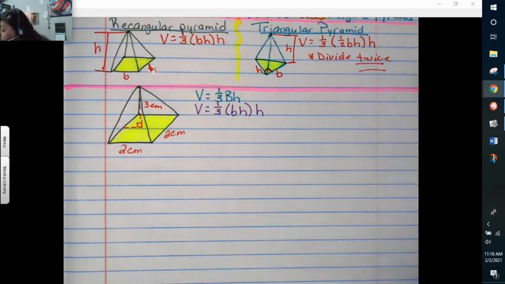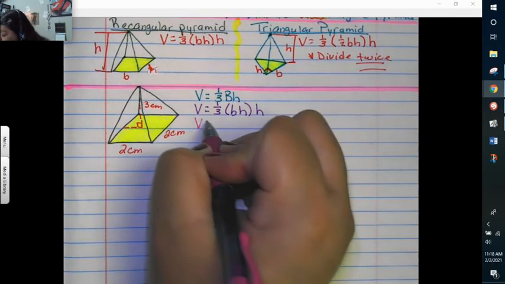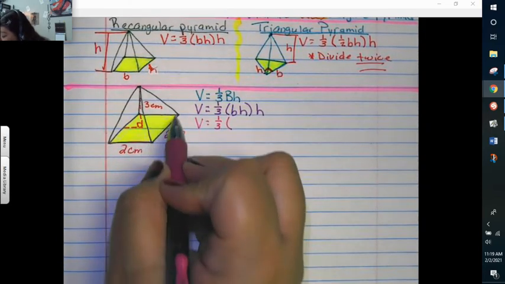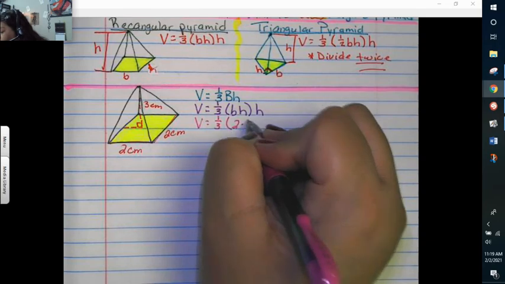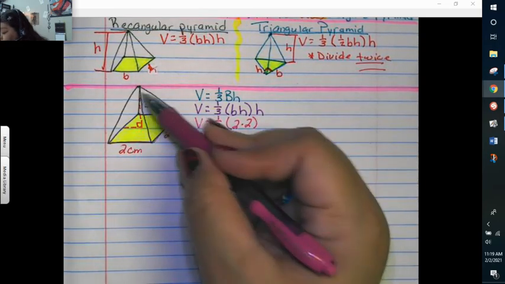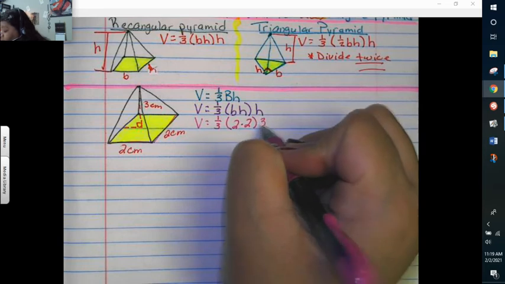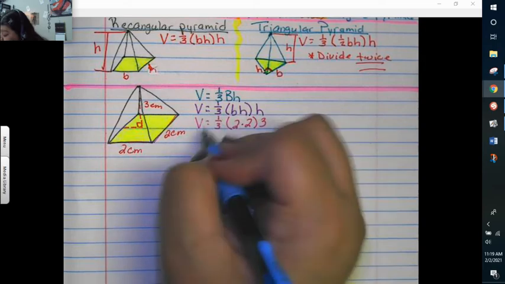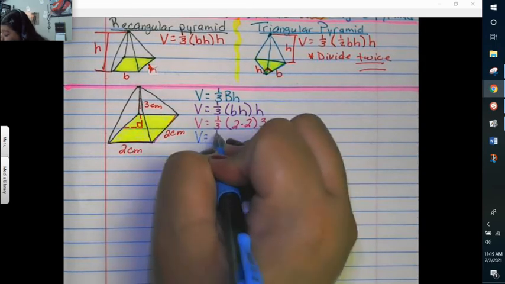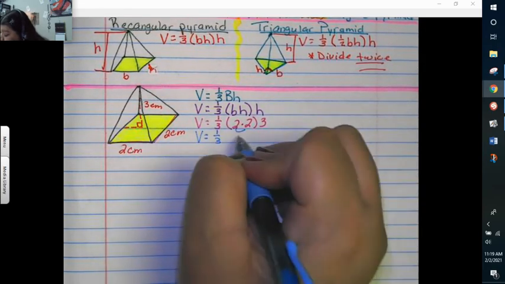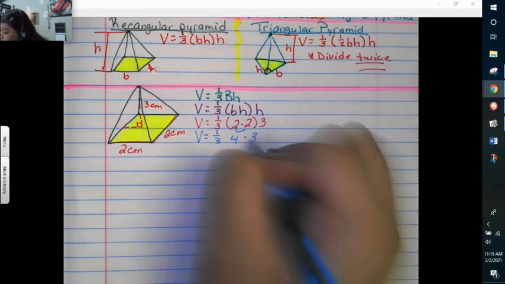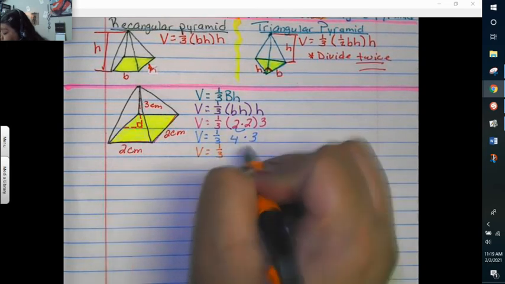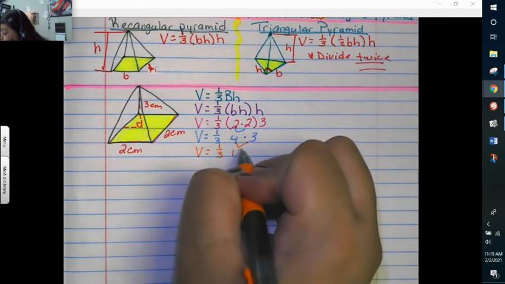All right, let's plug in our numbers. The only difference is now you have to do that 1/3. So the base and the height of the square is 2 by 2. So 2 times 2. And the height of the pyramid, it's 3 centimeters tall. That goes right there. Now it's time to do math. Let's see. 2 times 2 is 4. Bring down that 3. I'll save the dividing for the end if you want. 4 times 3 is 12.